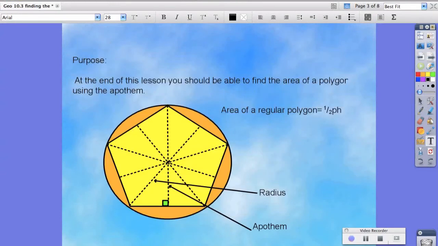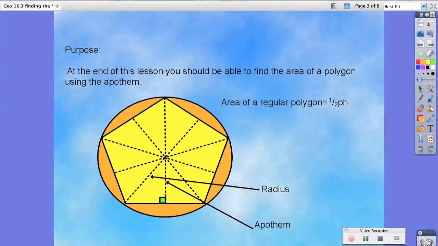So at the end of this lesson, you should be able to find the area of a polygon using the apothem. So using this inscribed pentagon, we're going to label our parts. Now the radius is the diagonals that connect from the center of our polygon to one of the vertices, the points where the two lines meet. The apothem is the height that starts from the center to one of the sides of the regular polygon. It bisects it and is a perpendicular bisector.